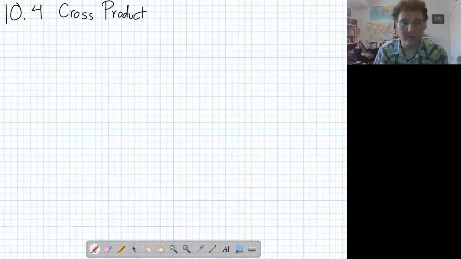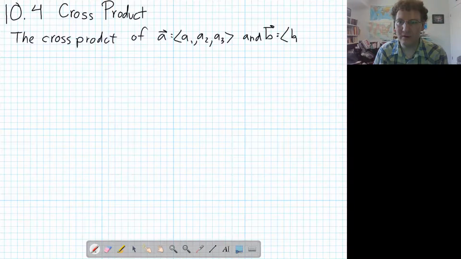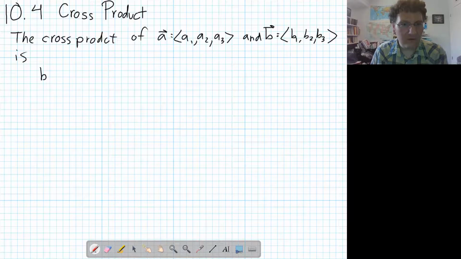The cross product is going to be denoted, let's give the vectors. The vector A is going to just generally be A1, A2, A3, it's three components, and B with B1, B2, B3 is given by this formula.